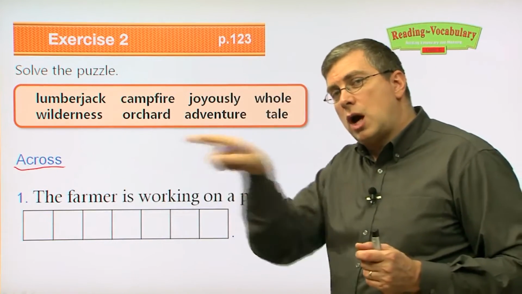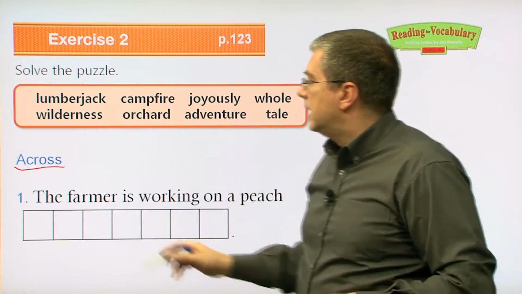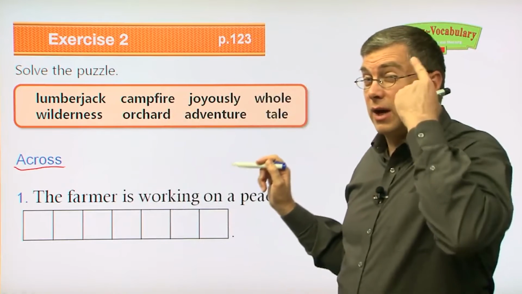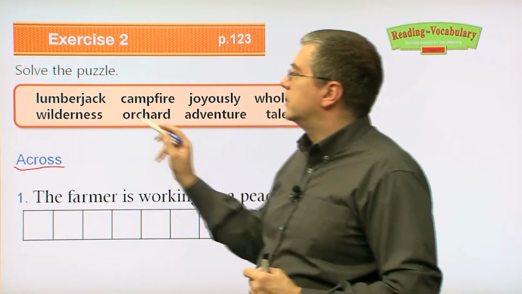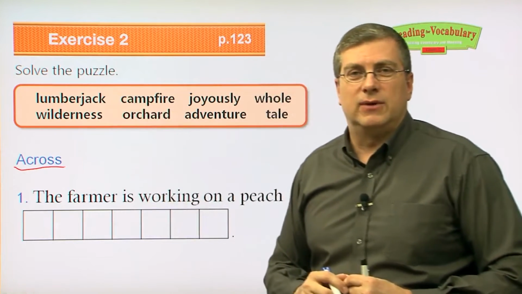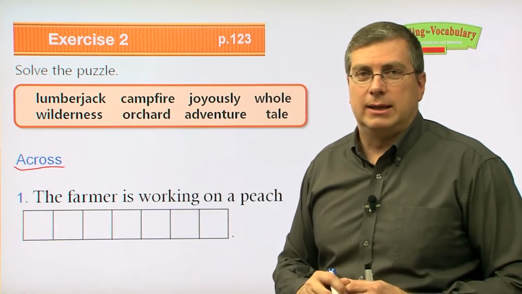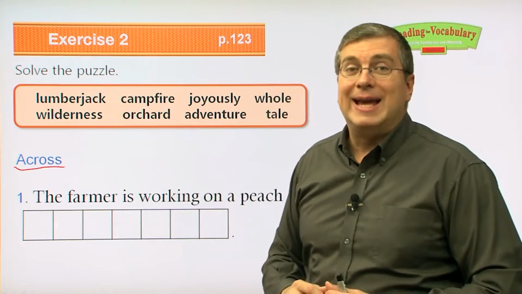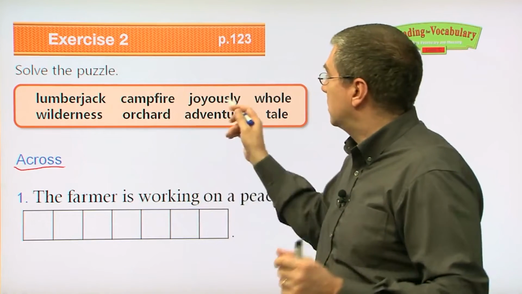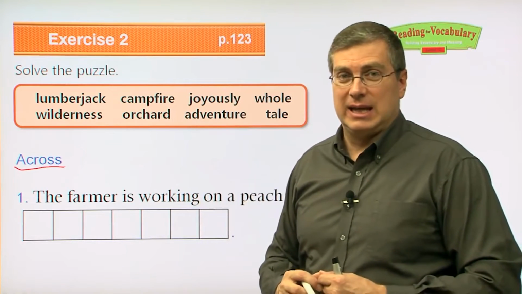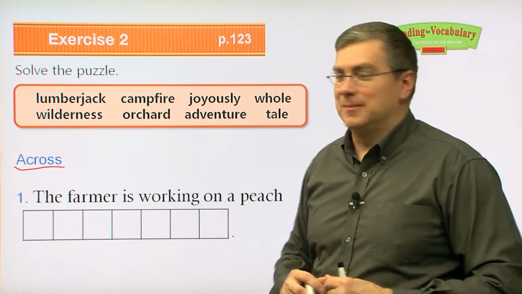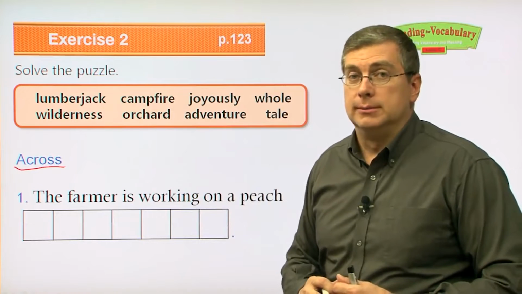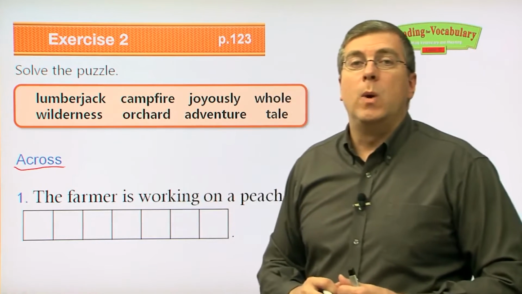So the words that go across the page, number 1 is, well, first of all, before we do that, let's go over the words. I almost forgot, right? Let's review the words. Lumberjack is our first word. Lumberjack. Second, campfire. Campfire. Next one, joyously. Joyously. Next one, whole. Whole. Next one is wilderness.